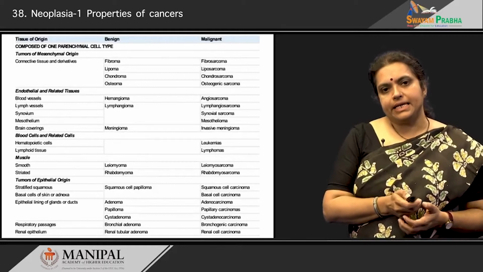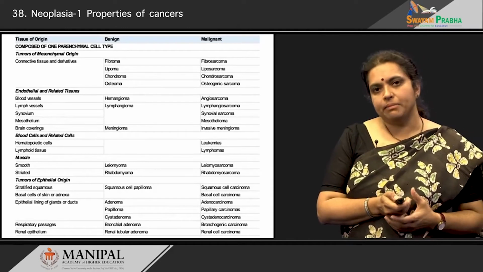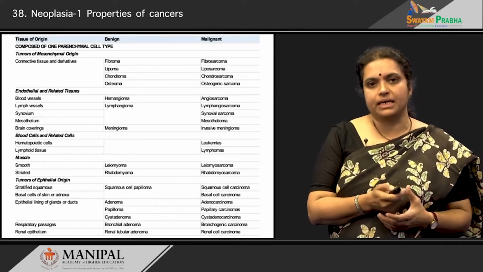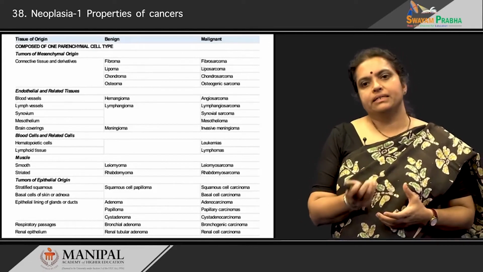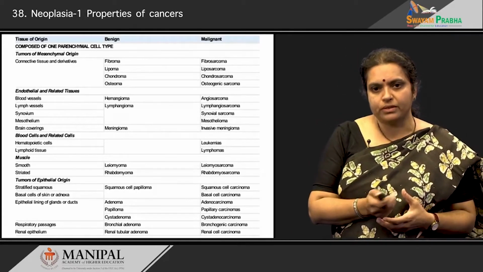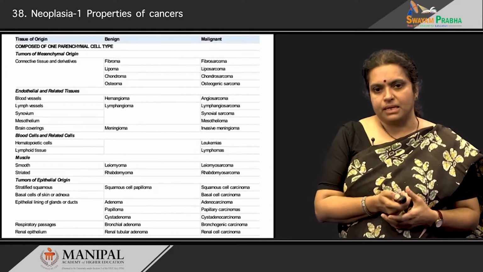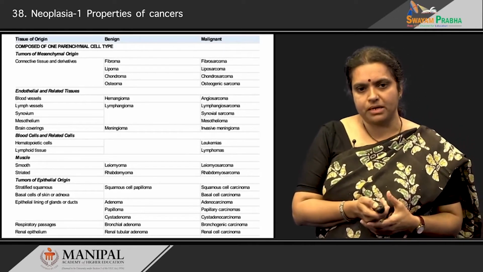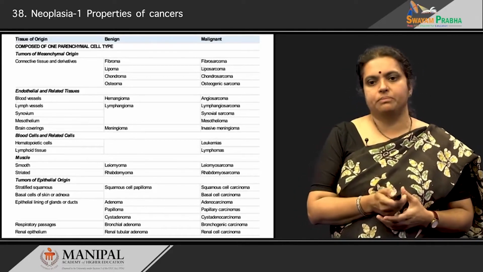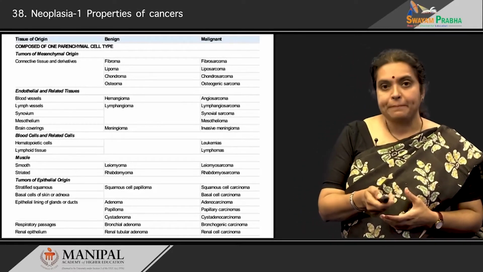Now, this is just a table that gives you a nomenclature of benign and malignant neoplasms. So, you have the tumors that I have already discussed, tumors of mesenchymal origin, fibroma, the malignant counterpart would be a fibrosarcoma, lipoma, liposarcoma and so on and so forth. And way down you have hemangiomas and angiosarcomas, and then from muscle you have leiomyoma and leiomyosarcomas, and tumors of epithelial origin, squamous cell papilloma is the benign counterpart, squamous cell carcinoma, adenocarcinoma are the malignant counterparts.